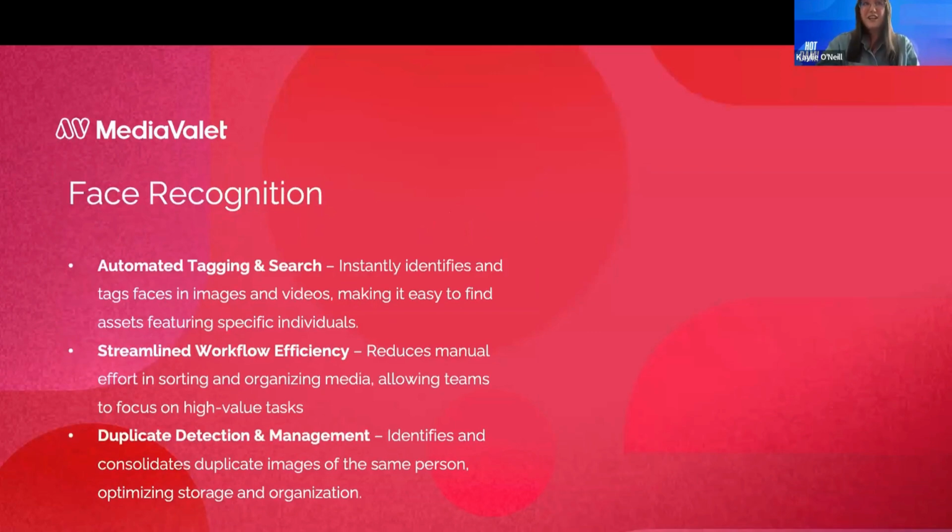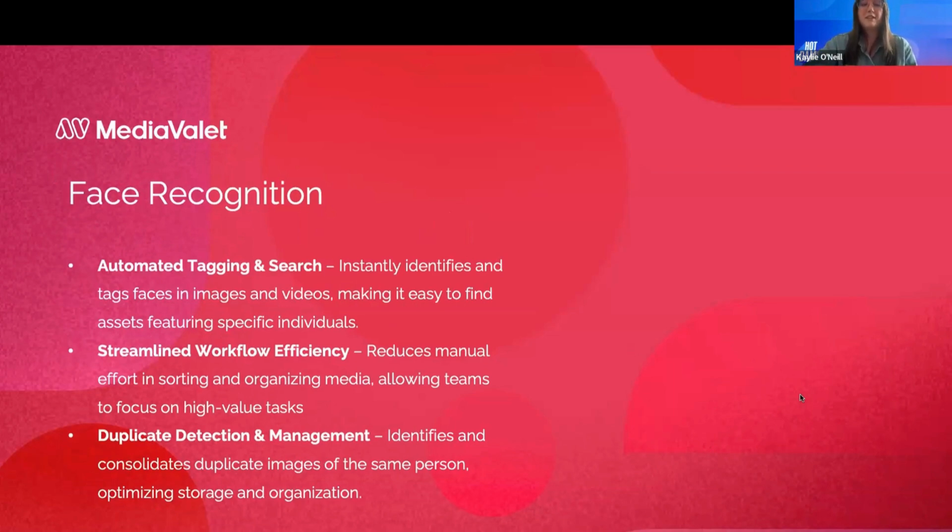Let's start with face recognition, a game changer in managing and organizing your digital assets. This feature automatically detects and tags faces in images and videos, making it incredibly easy to find specific people across your entire library. Once you tag someone, MediaValet remembers them, so any future uploads featuring that person will be automatically labeled, saving you time and effort. No need to double tag.